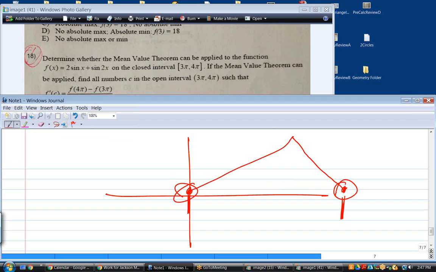But the mean value theorem only applies if it's differentiable over that interval. And if I had a corner like that, that's not differentiable across that corner. So mean value theorem would not apply. Mean value theorem applies only if the function is smooth and continuous. Now I have a smooth continuous function, but there's definitely one spot there where the instantaneous rate of change is the same as the average rate of change.